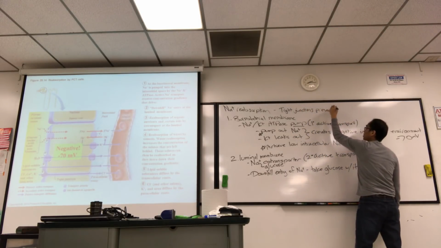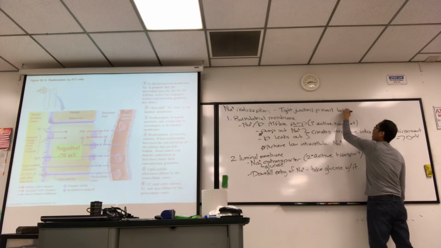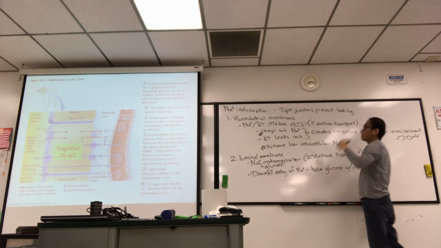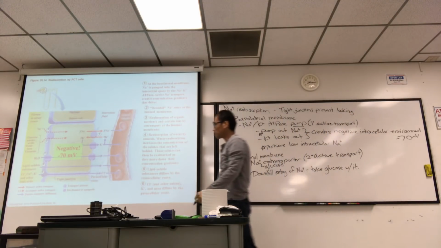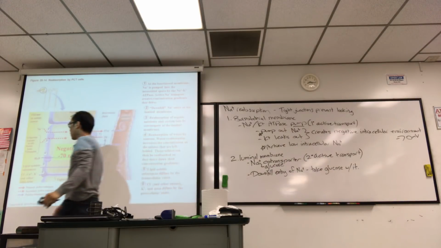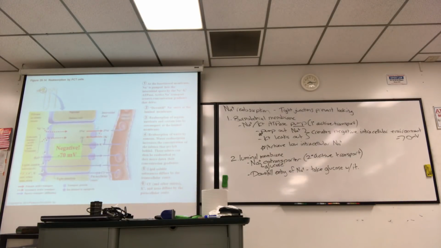So I'm just writing tight junctions to prevent leaking. I'm going to move away from this slide unless there's any questions. You can follow the steps there. There's other information on there. I got the main point I want you to get across, the uphill, downhill thing.